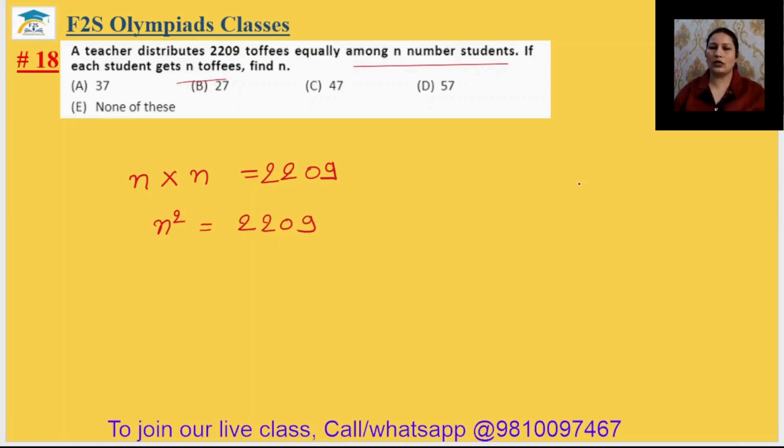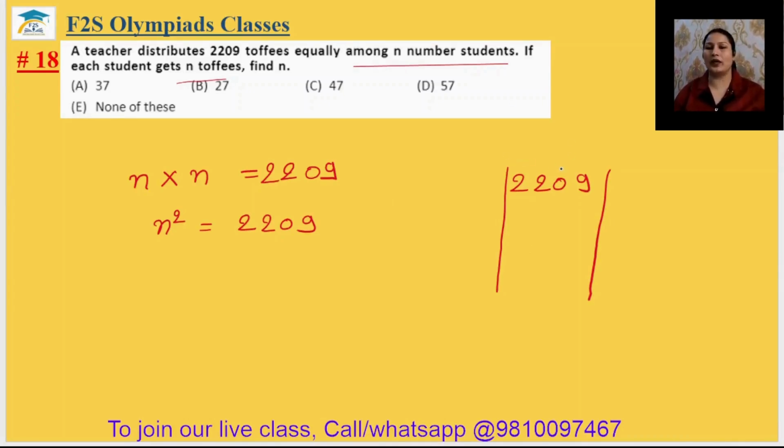So we can prime factorize 2209. If we prime factorize it, 2209, we can see 2, 3, 4, no. It is very difficult to find the prime number. Okay, then find the square root of this 2209. So to find the square root of 2209, what will we do?